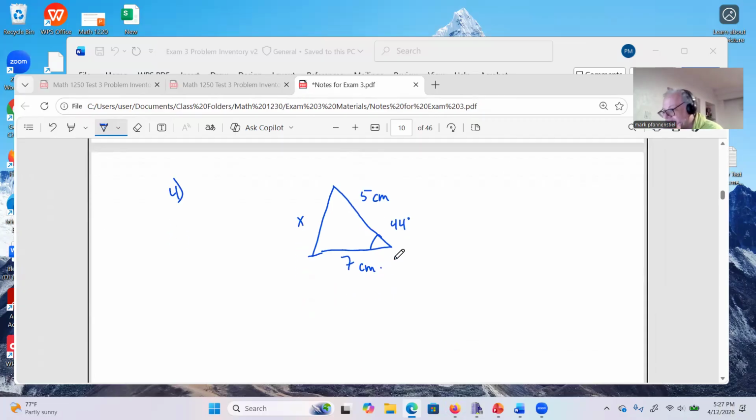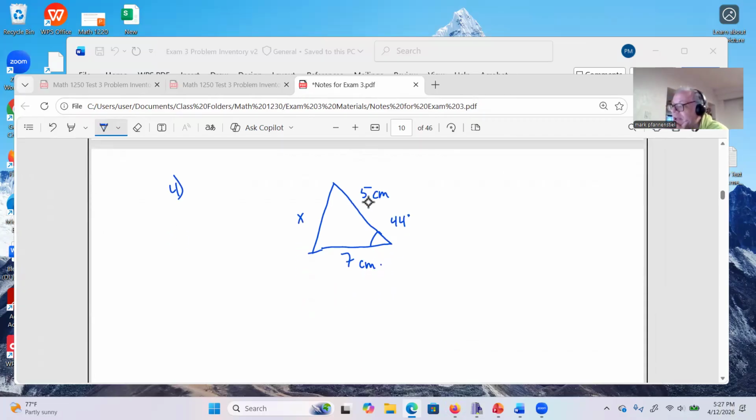This is a classic law of cosines problem. We don't have a pair of a side and an angle to use law of sines on, so this has to be law of cosines. So what we're going to say is we have c squared, in this case x squared, is equal to a squared, which is going to be 5 squared, plus b squared, 7 squared, minus 2 times 5 times 7 times the cosine of 44 degrees, and we are solving for our x squared here.